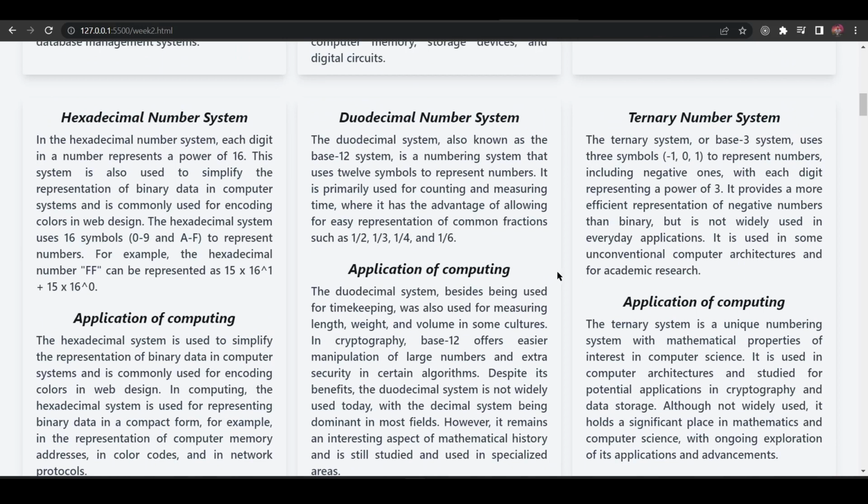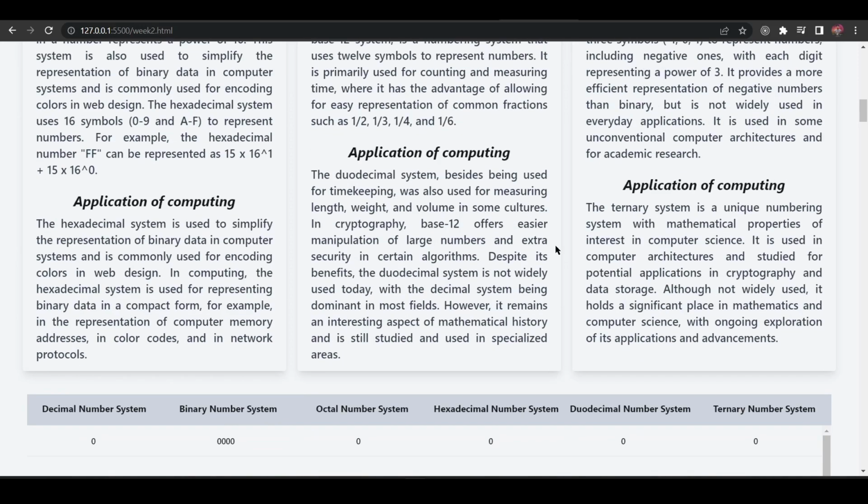So, the duodecimal system known as the 12-base system, so ito naman 12 lang siya, is a number system that uses 12 symbols to represent the numbers. It is primarily used for counting and measuring time. So, ginagamit siya sa pag-measure ng mga time, especially sa mga fractions. So, where it has the advantage of allowing for easy representations of common fractions, just like I said. So, such as the 1 and a half, 1/3, 1/4, and 1/6.